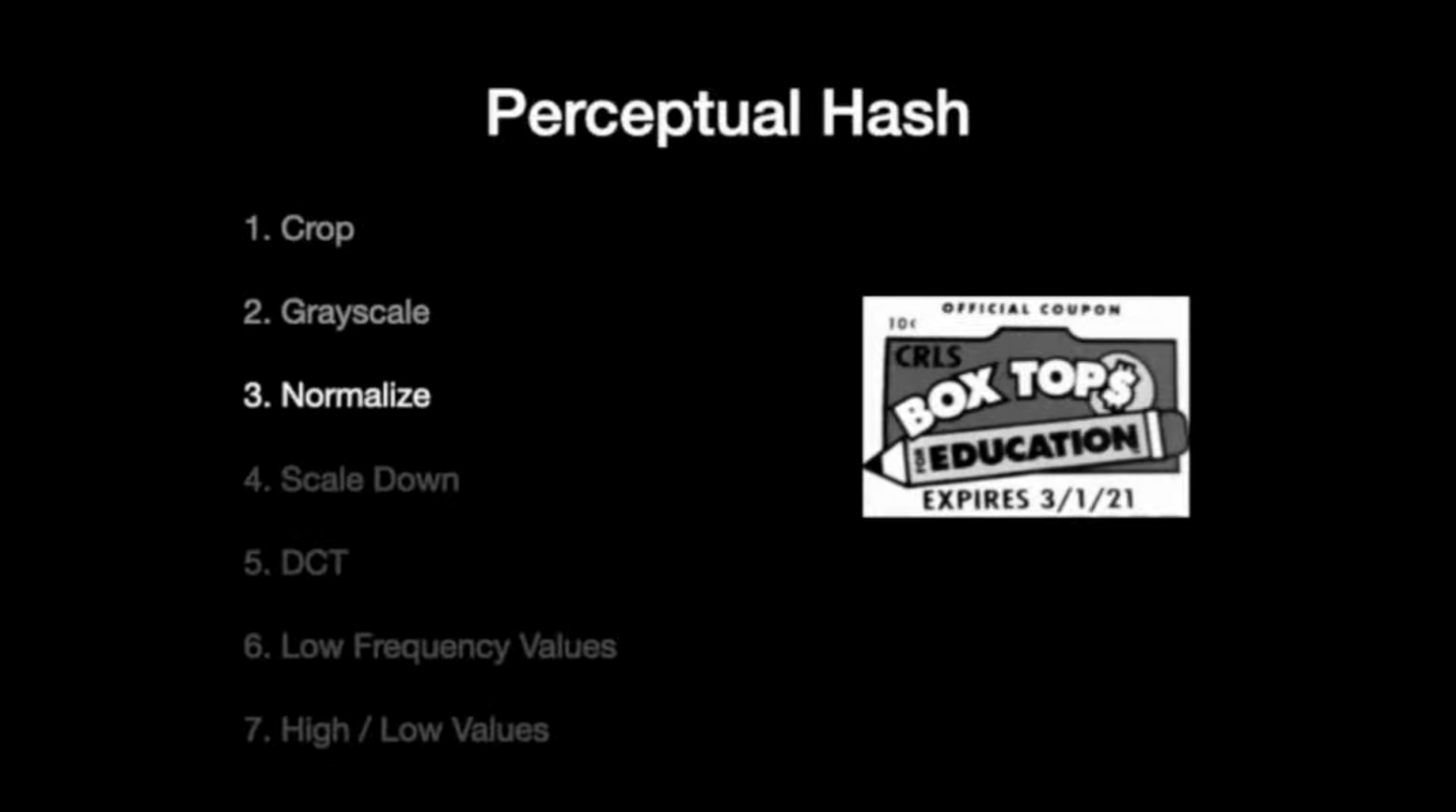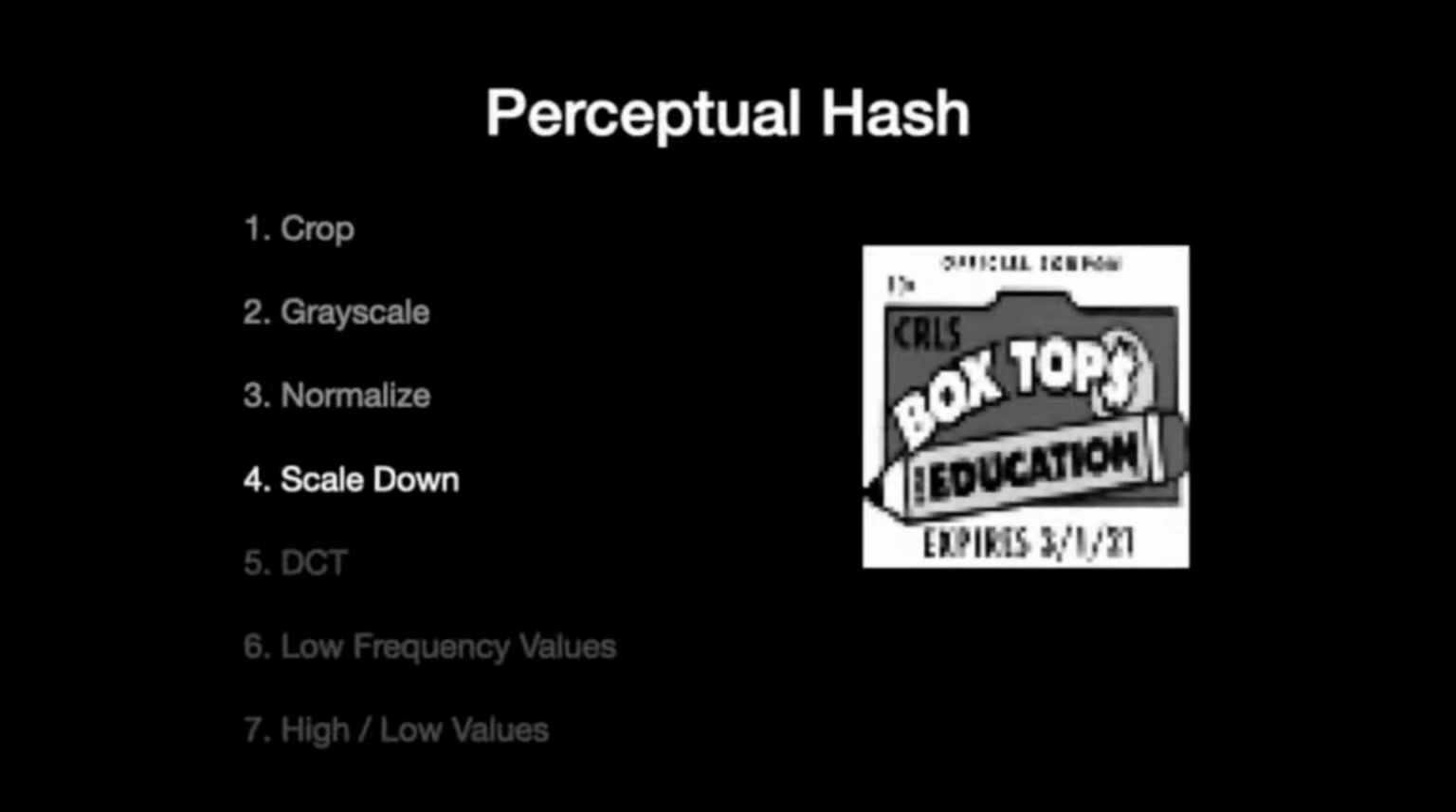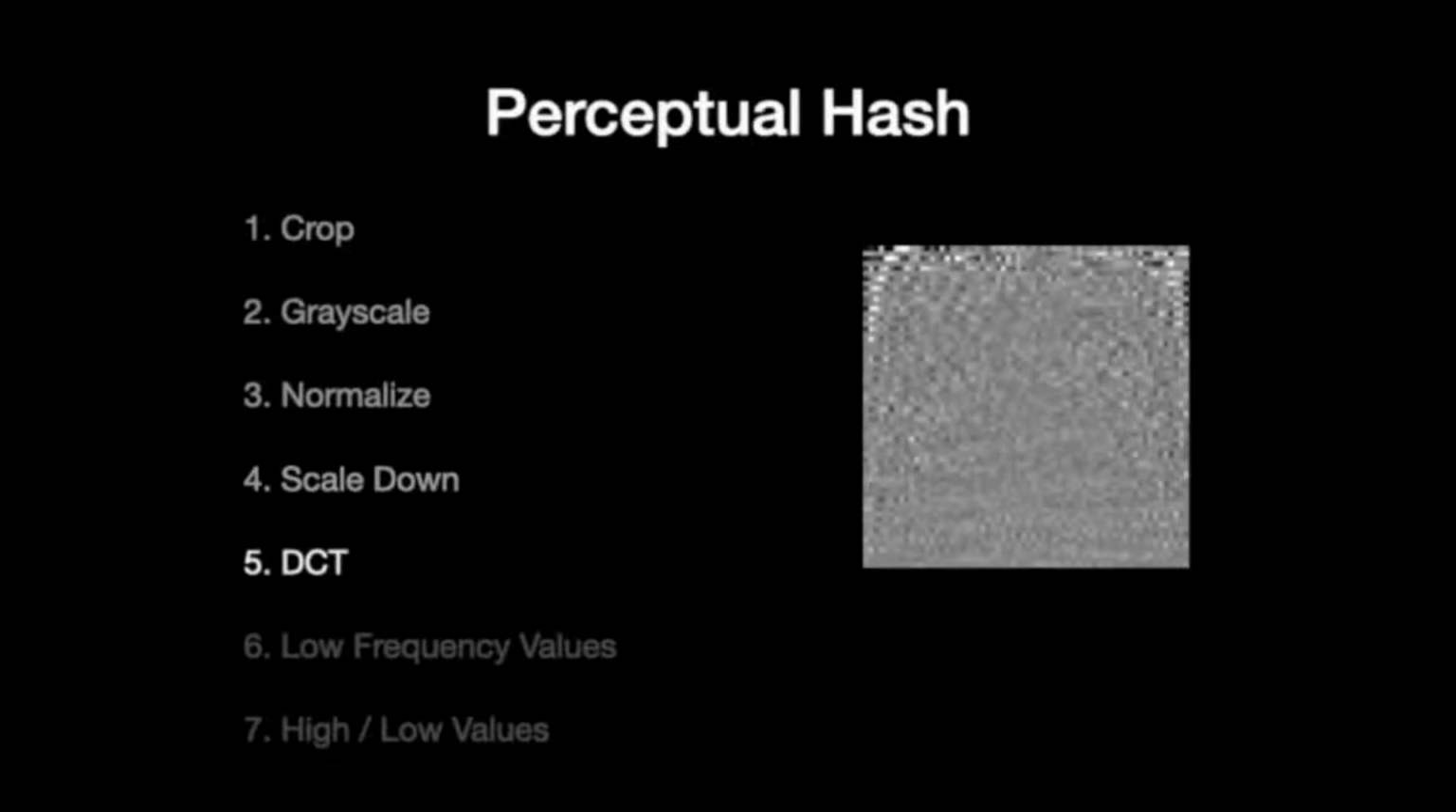Now we normalize the image. This makes the darkest parts of the image completely black, while the lightest parts of the image become completely white. And it's done to account for variations in camera exposure and room brightness. We scale down to a consistent size. This eliminates differences in the sizes of the images and removes some minor details which are unimportant when comparing two images. Then we run the image data through a discrete cosine transform, or DCT.